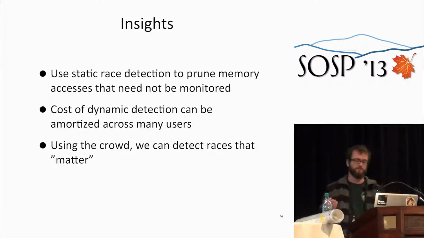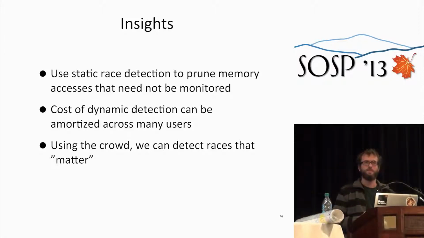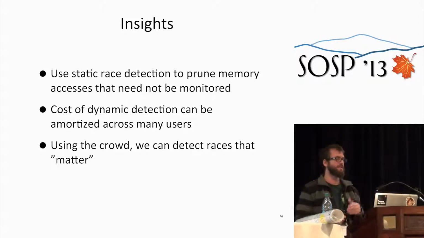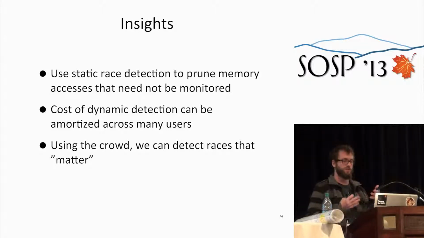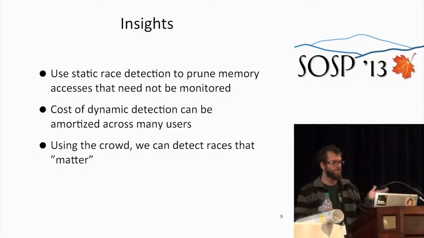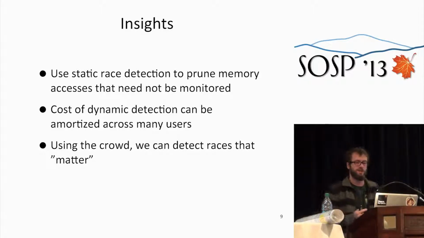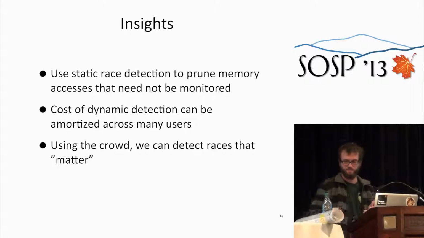So what enabled us to build RaceMob were the following key observations. We view static data race detection as a cheap static analysis that can assist the dynamic analysis and enable it to monitor only the memory accesses that truly have a chance of racing. We can amortize the cost of dynamic detection across many users through crowdsourcing. And finally, by piggybacking on users' normal utilization of applications to validate data races in the meanwhile, RaceMob can detect races that impact those real users.